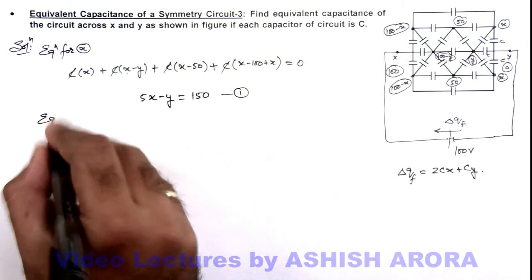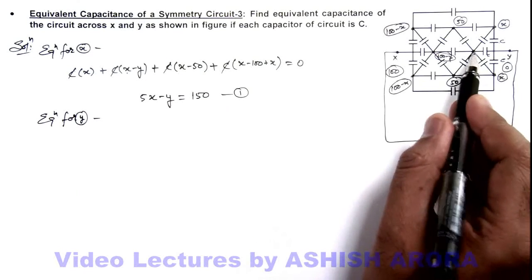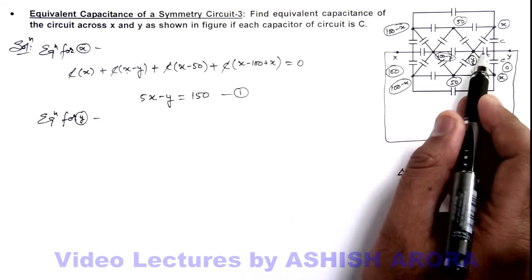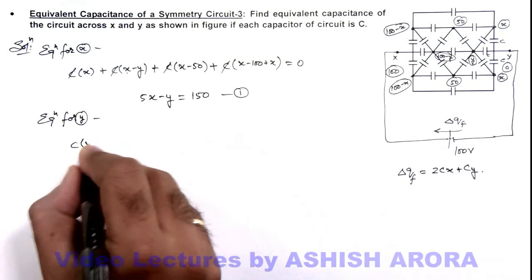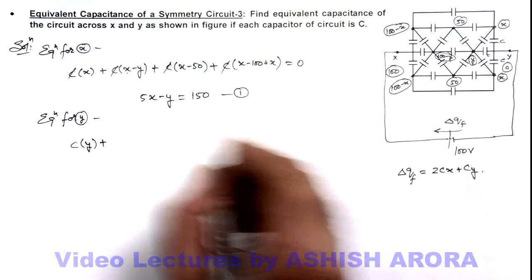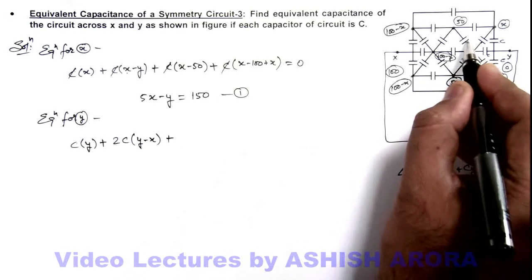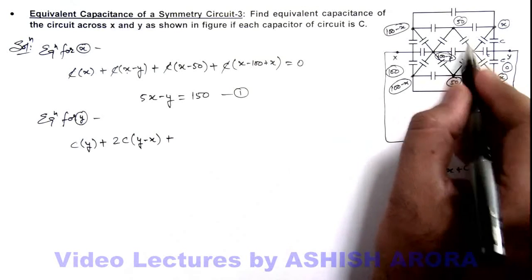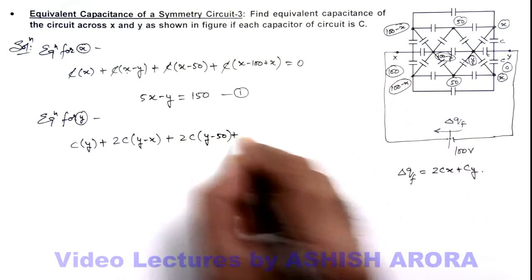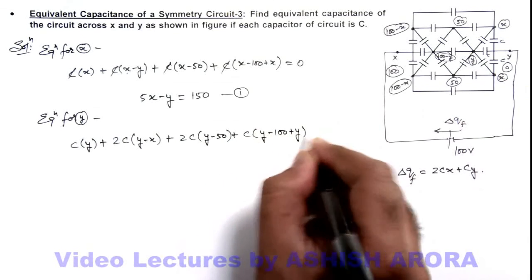Now if we write the equation for Y, here you can see from this terminal Y there are 6 capacitors connected. So directly we can write the charge on these plates, like on this plate it is CY plus on this plate it is C multiplied by (Y minus X). So I can write twice of C multiplied by (Y minus X), plus on these two plates it is C multiplied by (Y minus Y), so it is twice of C times (Y minus 50). Plus on this plate it is C multiplied by (Y minus (100 minus Y)) is equal to 0.